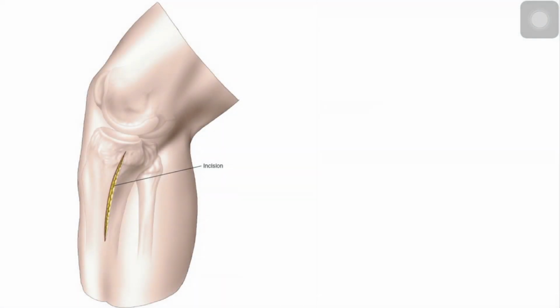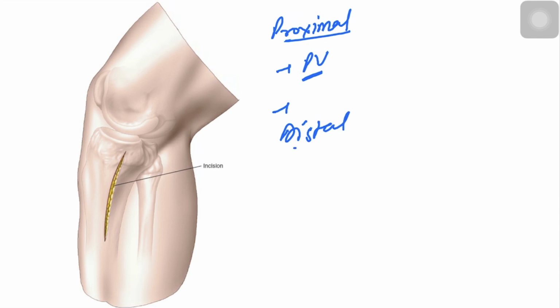We can enlarge the approach with proximal and distal extension. The proximal extension will give access to the popliteal vessels, and the distal extension of the approach will give access to the superficial and deep compartments of the leg, so it can be used for fasciotomy.